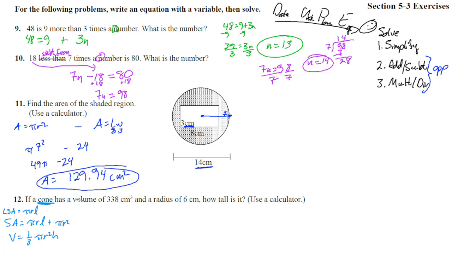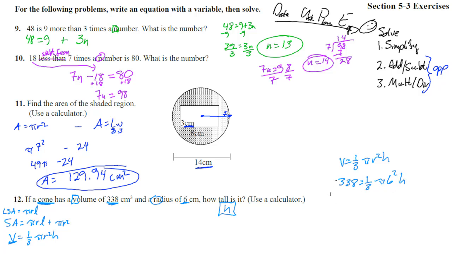So we have volume, that's our V, is 338, and r is 6. And how tall is it? That's going to be an h, our variable. So let's write out that equation. We'll put it over here. Volume is the formula we're going to use because they gave us volume. Volume equals 1/3 pi r to the second power h. That's 338 equals 1/3 times pi times 6 to the second power times h.